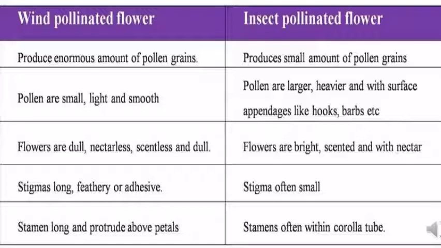Pollen grains are produced in very large quantity, whereas in insect pollinated flowers, flowers are large and brightly colored to attract insects. Flowers may have scent or nectar. Pollen grains are large, rough, and sticky. Stigmas are sticky and knob-like so that it sticks on the legs of insects. Calyx and corolla are well developed and large and they protect essential whorls. Pollen grains are produced in small quantity.